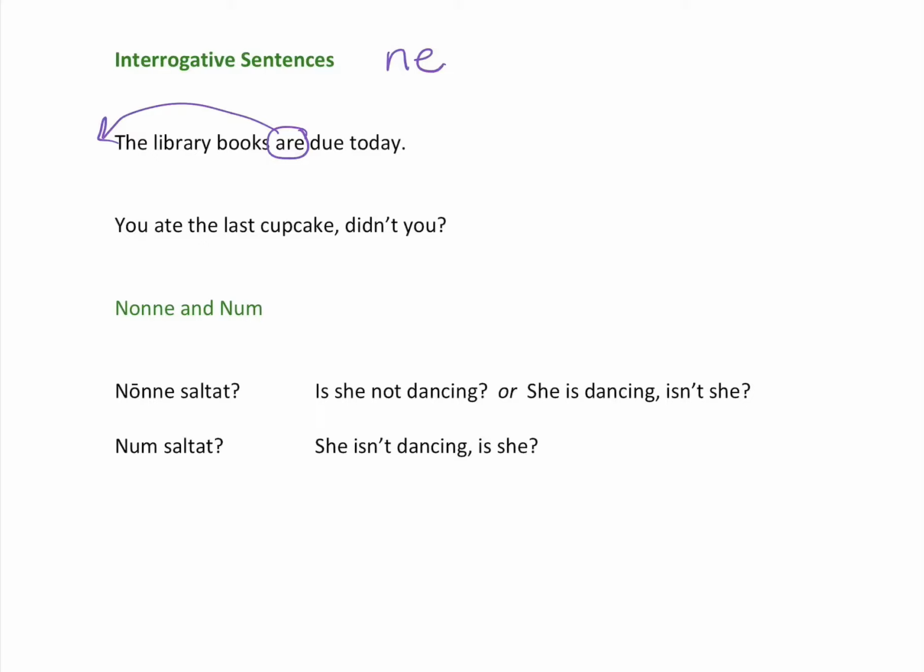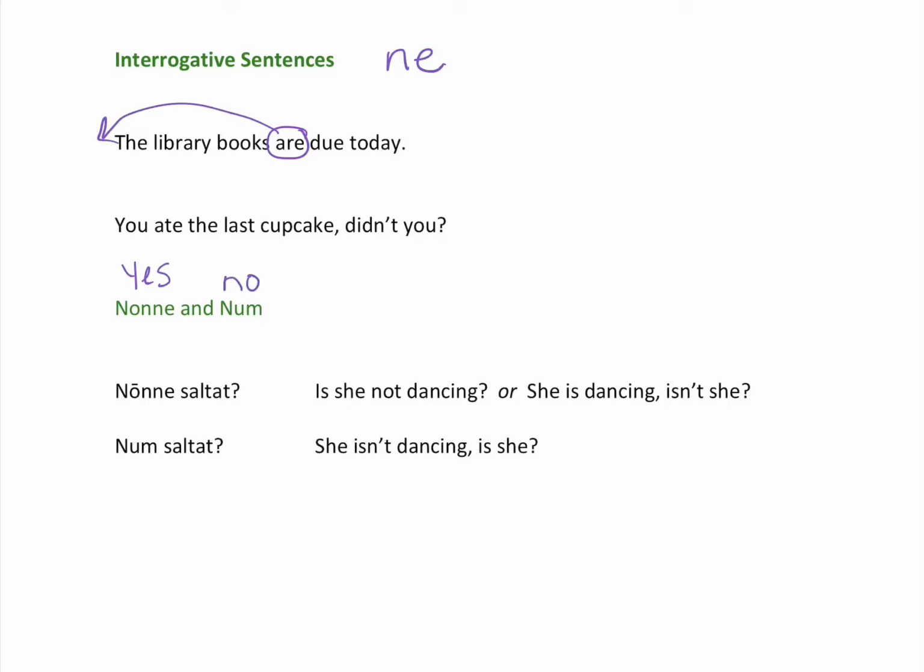So if I said, you ate the last cupcake, didn't you? I'm basically accusing you here. I expect that, yes, you did eat the last cupcake, and I'm simply confirming my suspicion that the answer is yes. So Latin uses the interrogative adverbs nonne for questions expecting the answer yes, and num for questions expecting the answer no.